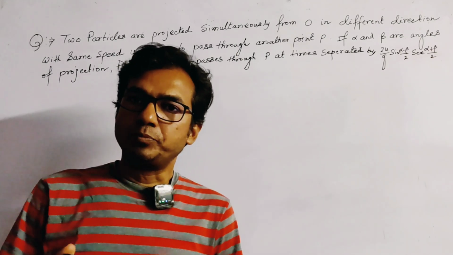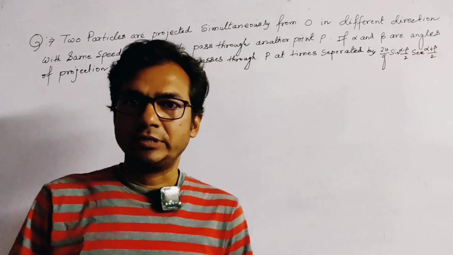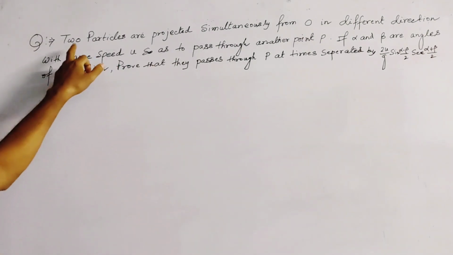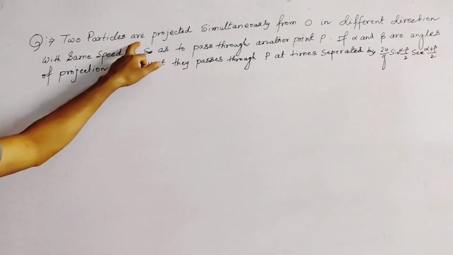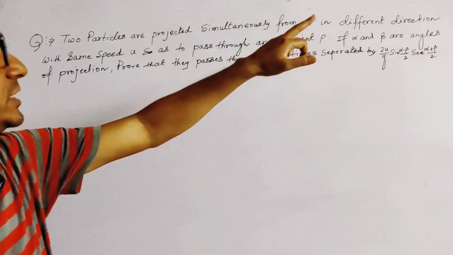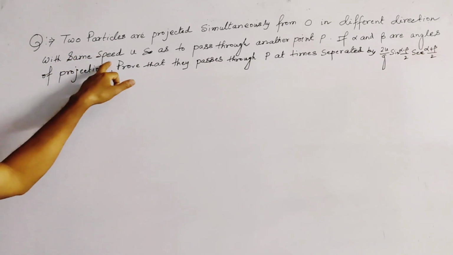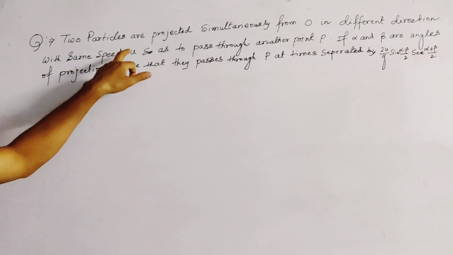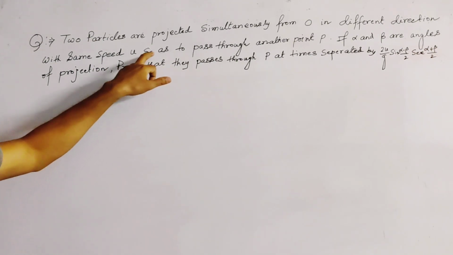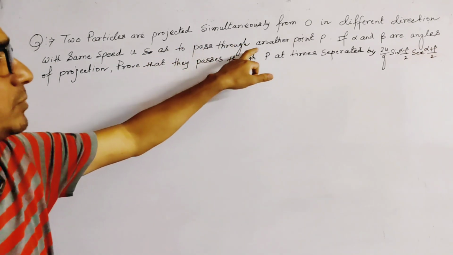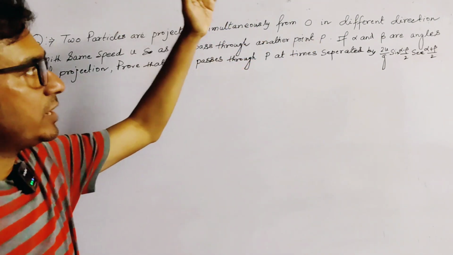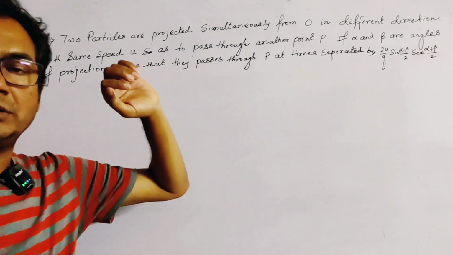This is a problem from projectile motion in a plane. Two particles are projected simultaneously from O in two different directions with the same speed. The speed is the same, u, and this is also given by u, so as to pass through another point P. Both the particles pass through the same point, this is P.